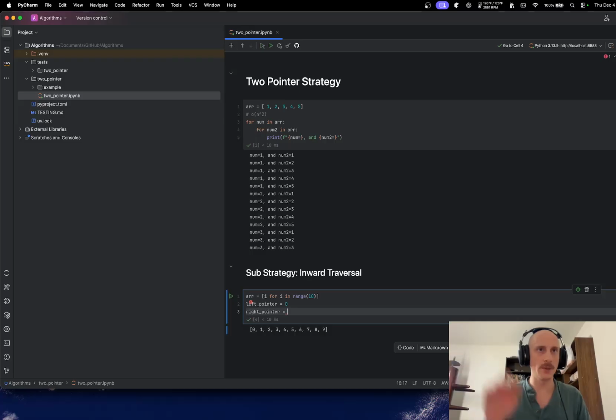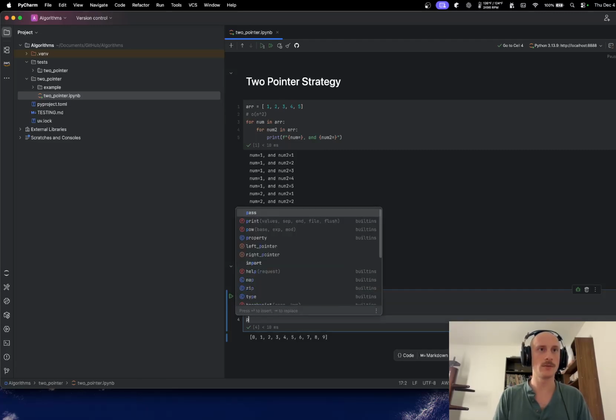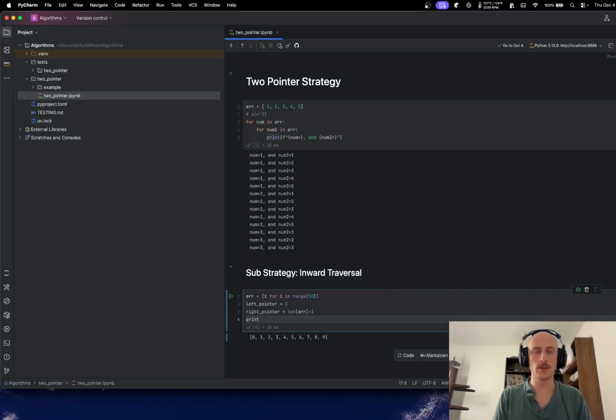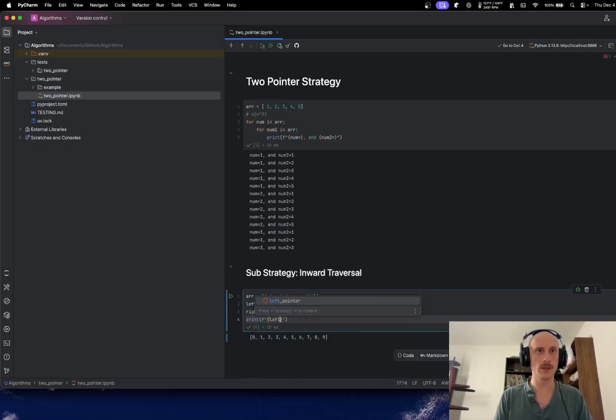Anyways, we'll have the length of array minus 1. So this will give us our 2 pointers. So let's go ahead and print those out. We're going to do an f-string again, and we're going to do left pointer.